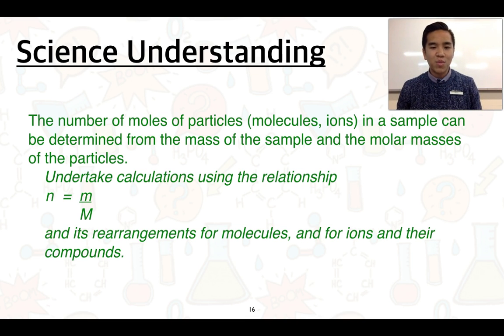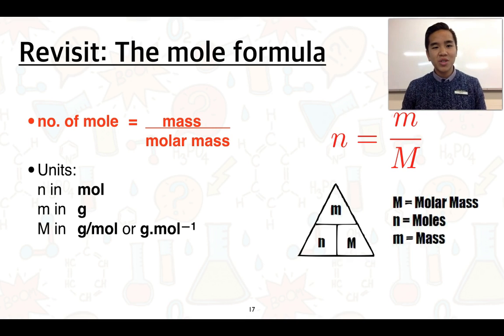To calculate the number of moles of particles in a sample, we can use this formula here. So n equals m over big M, and we can rearrange this to work out mass as well. We're going to do this for a range of molecules and ions and their compounds. Just to remind you, this is the mole formula that we've seen previously, and we've used this to calculate the number of moles as well as the mass of various atoms in elements. We're just going to extend that further to talk about molecules and also ions present in compounds.